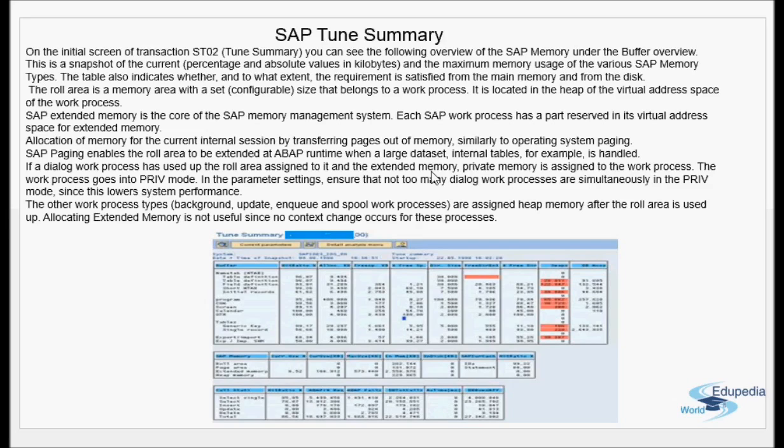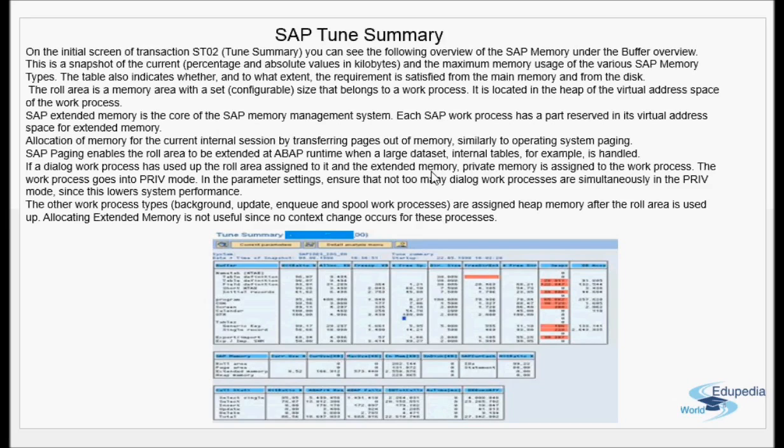The other work processes like background, update, enqueue, and spool work processes are assigned heap memory after the roll area is used up. Allocating extended memory is not useful since no context change occurs for these processes.